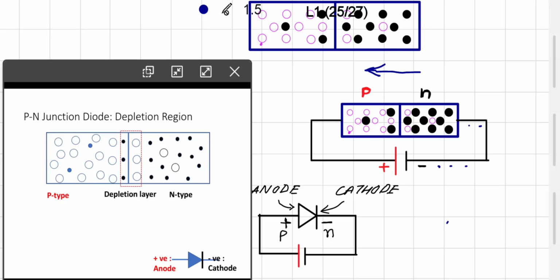But remember that when we do not connect a battery, that means no battery is connected to this bar. So now we know that in P material holes are majority and electrons are minority carriers. In N material electrons are majority and holes are minority. So when no potential is applied, they are randomly moving inside the bar.